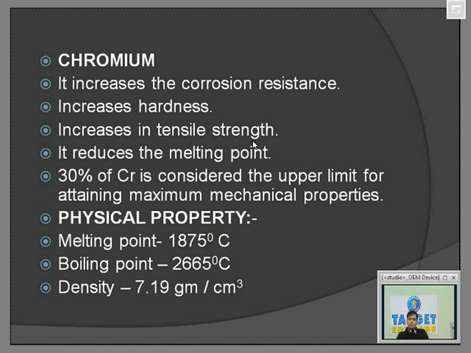So let's have a look at some of the properties of chromium again. Chromium increases the corrosion resistance, increases the hardness, increases tensile strength, reduces the melting point, and 30% of chromium is considered the upper limit for attaining maximum mechanical properties. If you want, you can remember the melting point, boiling point and density as well, which is given below.